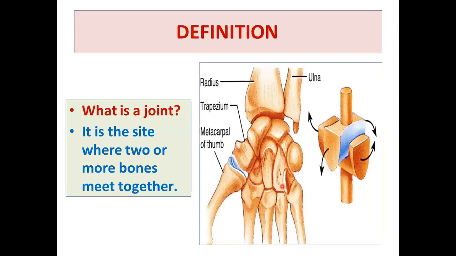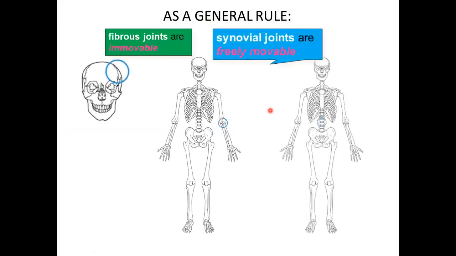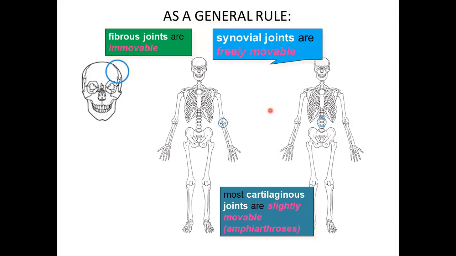So the definition: what is a joint? It is a site where two or more bones meet together. So there is one bone, there are two bones. This is the joint where two bones are meeting together. As a general rule, there are fibrous joints which are immovable, there are synovial joints which are freely movable, and most cartilaginous joints are slightly movable.